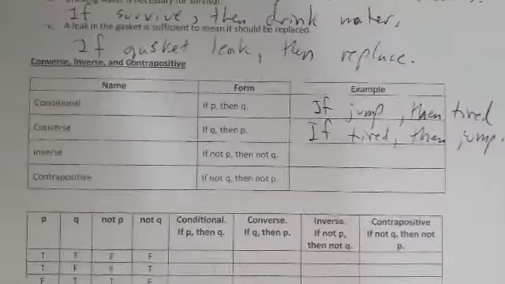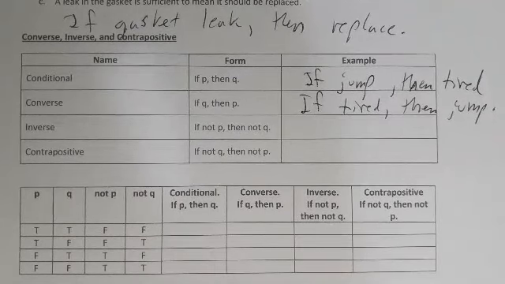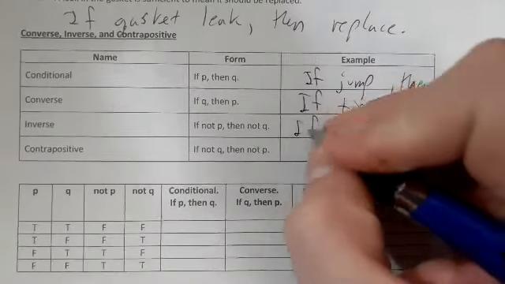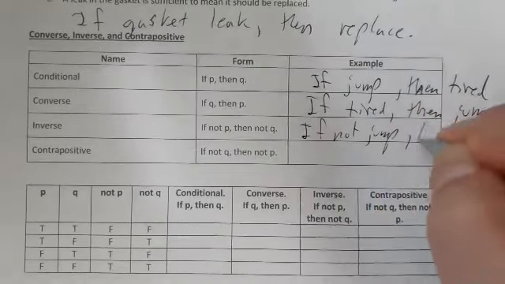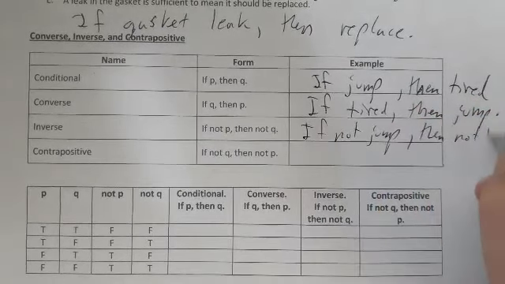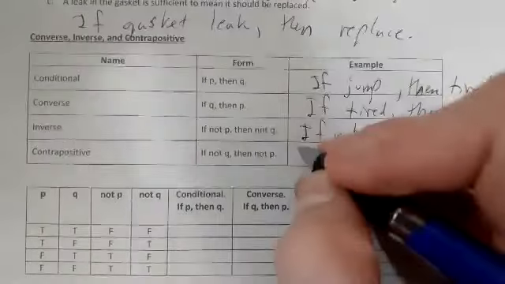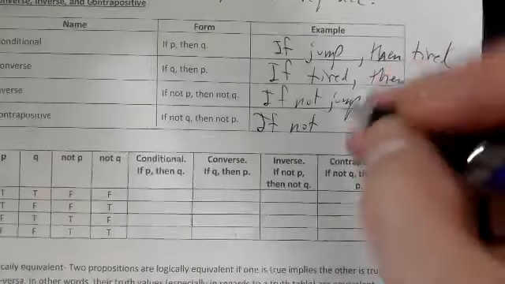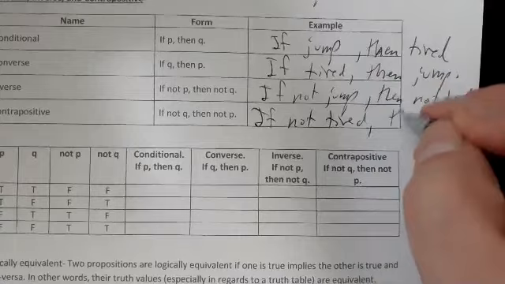Okay, next thing looks like the inverse. So if not P, then not Q. So if you did not jump, then you did not get tired. And the last one is if not Q, then not P. So that looks like if you did not get tired. So if you're not tired, then you didn't jump.